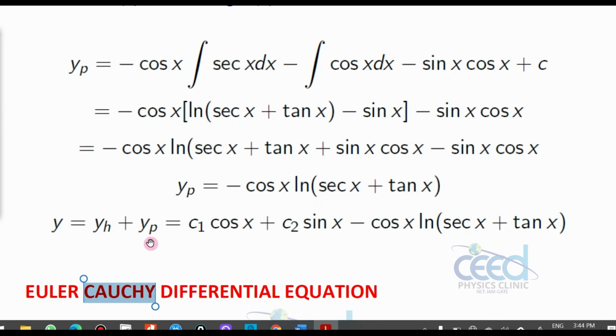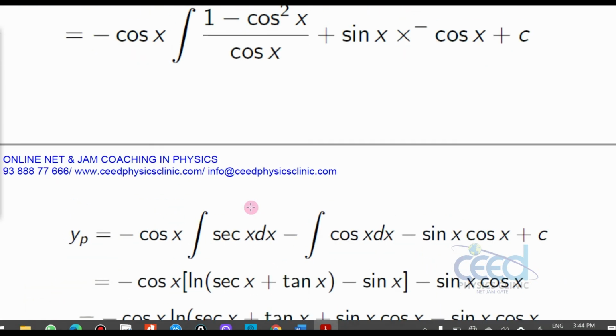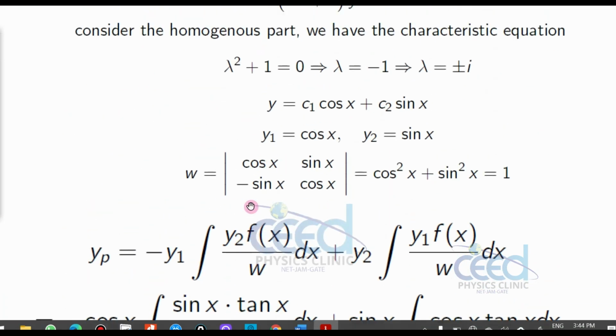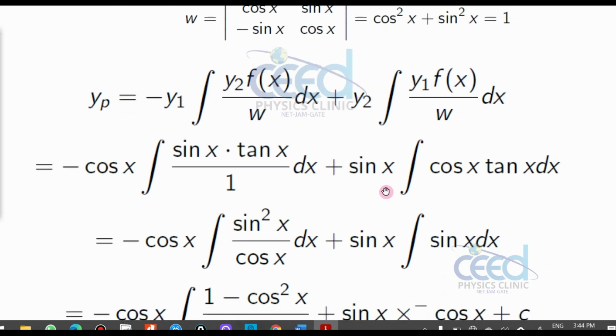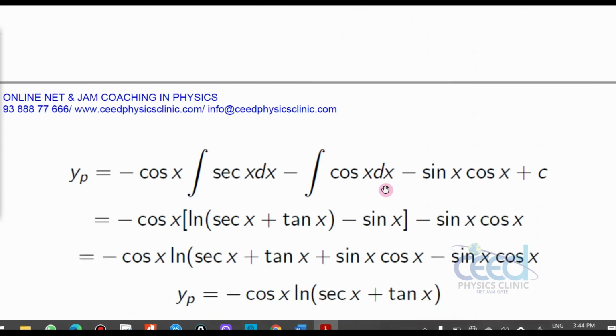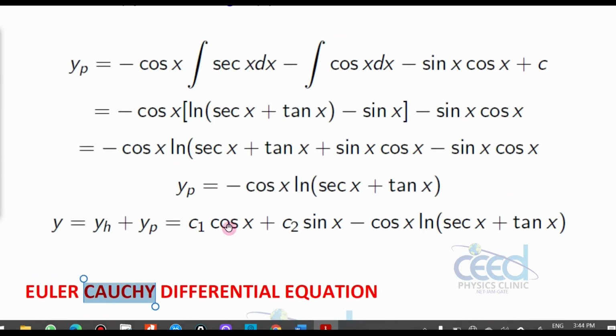So our entire solution is complementary function plus particular integral. The complementary function we have already derived, that is c1 cos x plus c2 sin x. So that plus our particular integral. Okay, so that is the complementary function and the particular integral we have solved here. So when I substitute, I will get the entire solution.